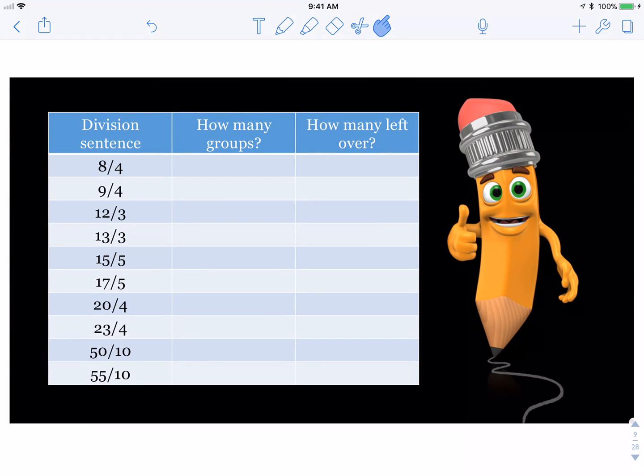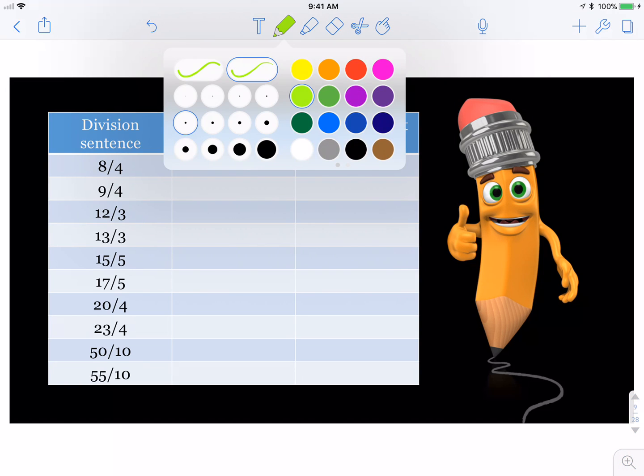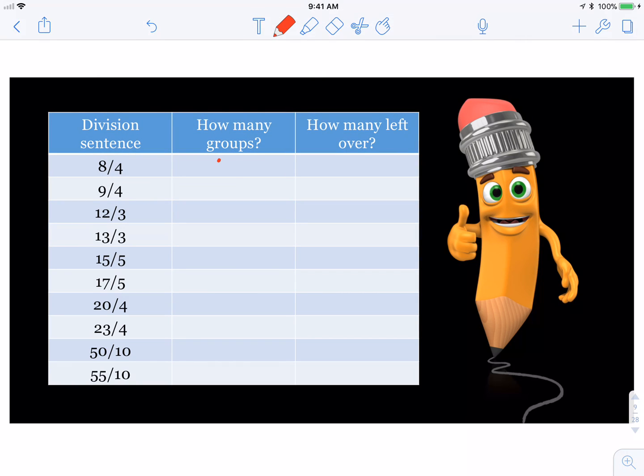So let's look at these. 8 divided by 4. Well, count by 4s. 4, 8. How many groups do you have? I have 2 fingers held up, so I have 2 groups. How many are left over?